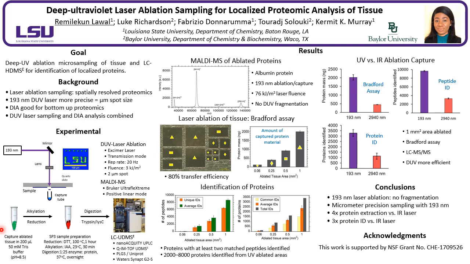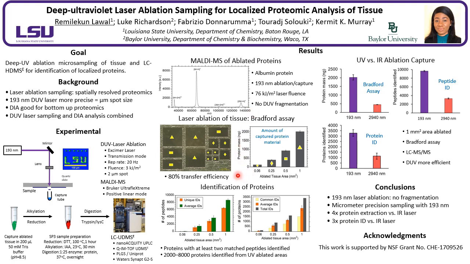While the 193 nanometer wavelength laser is advantageous for high precision sampling, there is the concern that this wavelength will fragment or damage these protein molecules. So first, to characterize potential fragmentation of proteins with this wavelength, the 193 nanometer wavelength was used to ablate albumin standard, and the standard was then analyzed with MALDI. And the result revealed that the peaks that were detected correspond to the intact molecular ion peak of the albumin protein, and there was no indication of fragmentation.